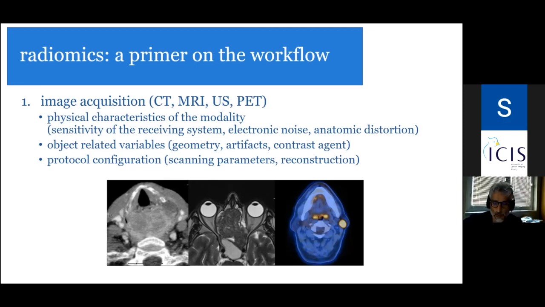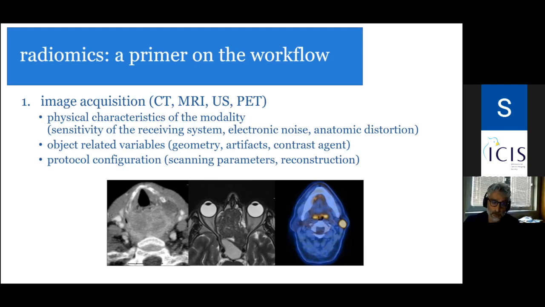So the workflow may be divided in 5 steps. The first step, of course, the assumption is that the information are contained in images. So the first step is image acquisition. And if we want to obtain robust data, we must be aware of the physical characteristics of the modality that we use to acquire such data.